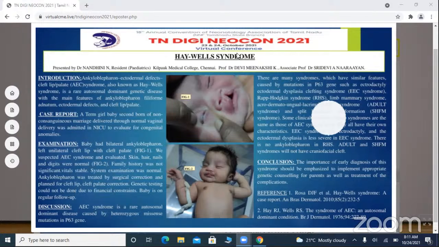The skin, hair, nails and digits were normal, shown in figure 2. On probing, the family history was not significant. The child's vitals were stable. Systemic examination was normal. Ankyloblepharon correction was planned, and we further planned for cleft lip and cleft palate correction. Genetic testing for this syndrome could not be done due to financial constraints, but the baby is on regular follow-up till now. AEC syndrome is a rare autosomal dominant disease caused by a heterozygous missense mutation in the P63 gene.